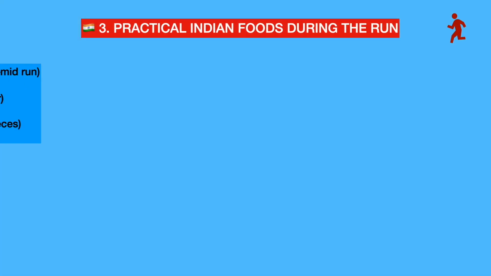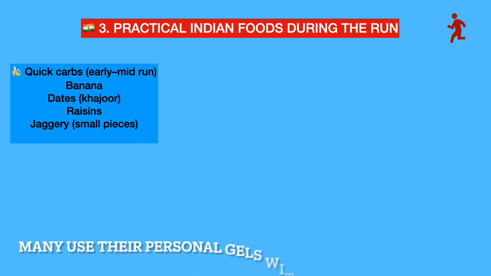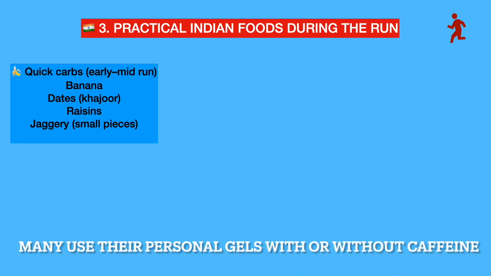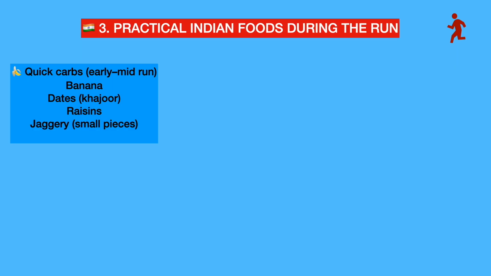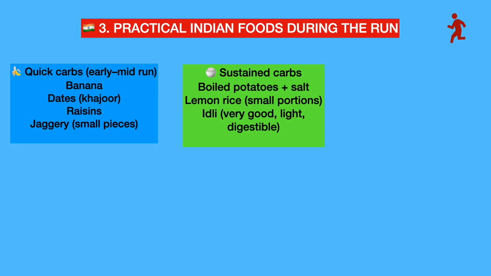Let us have a look at some of the Indian foods that provide the runner with the energy required. These foods are kept in most of the ultras and strategically placed, keeping in mind what is required and at which stage of the race. For quick carbs, banana, dates, raisins, and small pieces of jaggery are usually made available. For sustained carbs, boiled potatoes and salt, lemon rice, and idli are a good source. In the OT run, potatoes were given, but unfortunately I did not get them as the race progressed. I was told it was over.